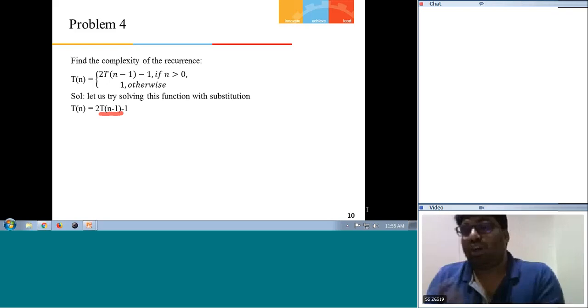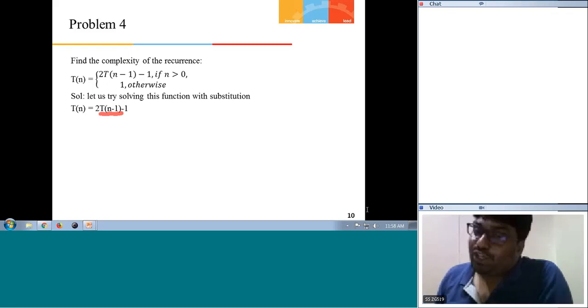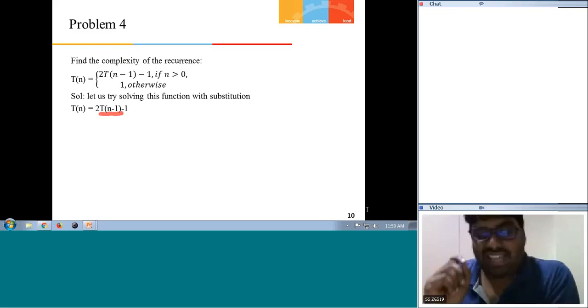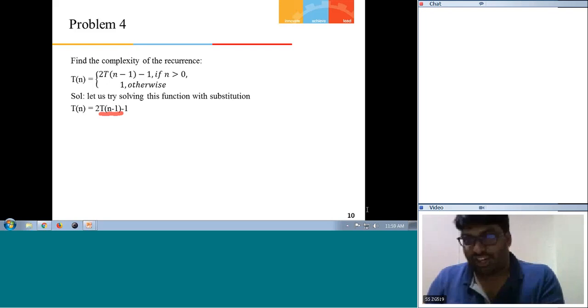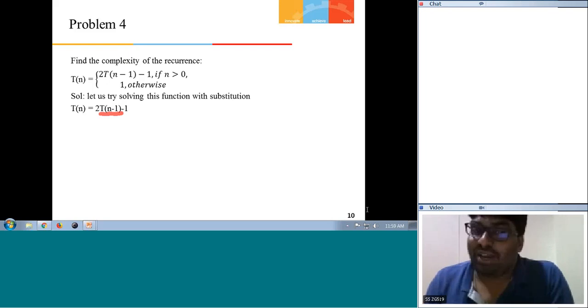So let's try to substitute. What will be the value of T(n-1)? Any guess? This is actually your 10th class math. I know it's been years and years and people have not done it, so you might find it difficult, but you'll be able to understand it easily. So T(n-1) I am substituting with, yes, I have the correct answer, that is T(n-2). Great, I got that answer.